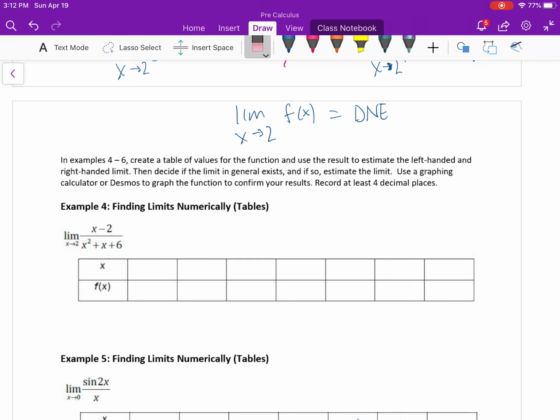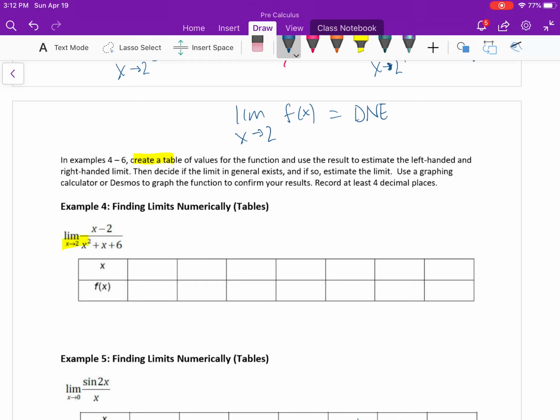In example 4, we have the same type of question, where the limit of (x minus 2) divided by (x squared plus x over 6, plus 6) as x is approaching 2. The only difference in this example is that they don't give us any of these x values. So it's our job to first create this table, and then after we create the table, fill in the table and estimate the limits.